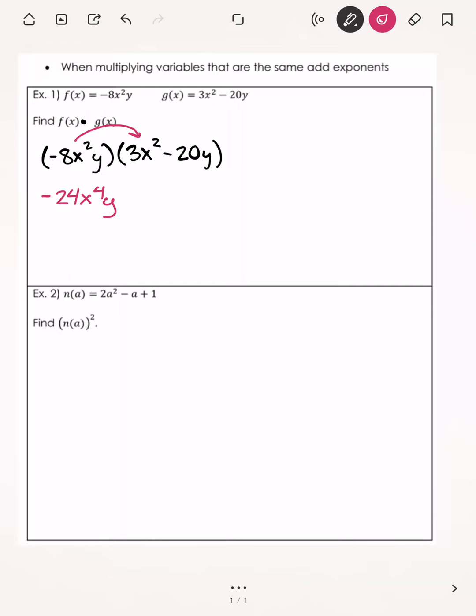Then I take a negative 8x squared y and I multiply it by a negative 20y. Well, a negative 8 times a negative 20 is a positive 160. There's no x's to be multiplied, so it's just x squared, and y times y is y squared. So this would equal f of x times g of x.